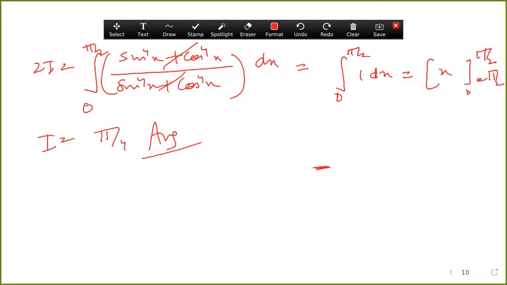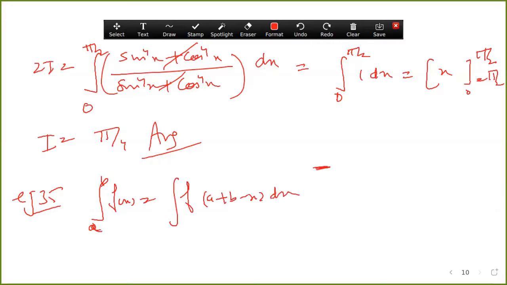Now apply the property on example number 35. Which property? The a to b property: the integral from a to b of f(x) is equal to the integral from a to b of f(a plus b minus x) dx. That property you have to apply. The question becomes easy. Do it on your own.